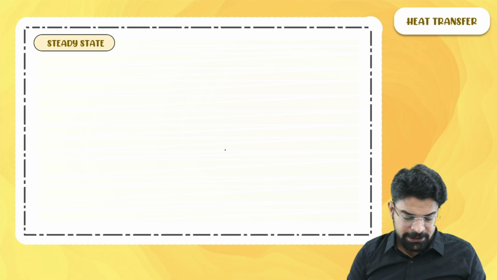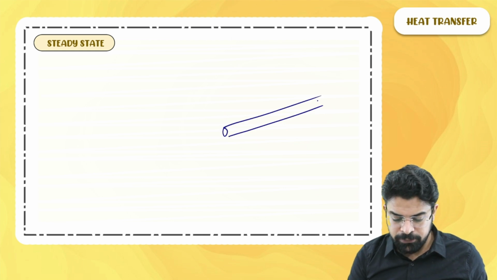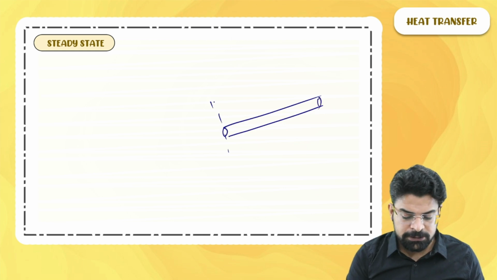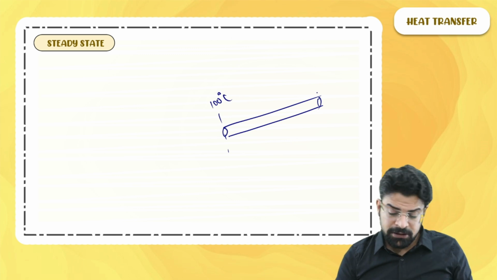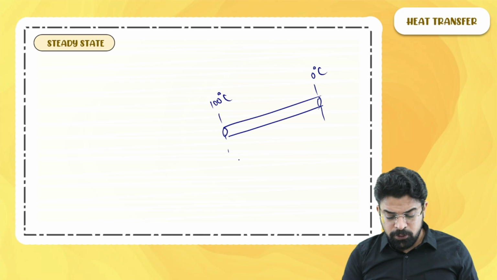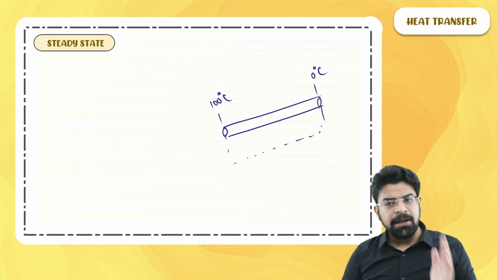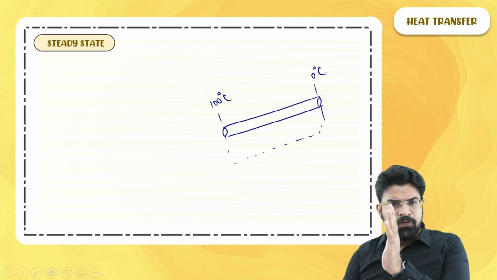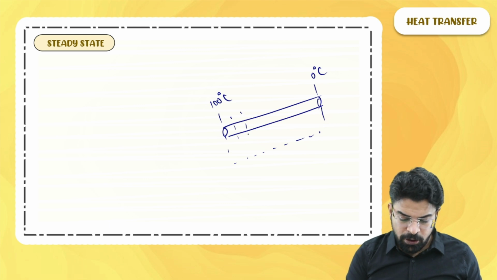What do I mean by this? Let's think we have a rod, and let's say the left end of the rod is maintained at 100 degrees centigrade while the right end is maintained at 0 degrees centigrade. So as you move from the left end to the right end, the temperature of each point will be different and the temperature will keep on decreasing.